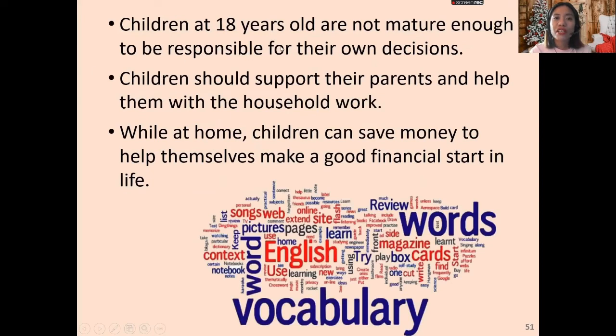So children at 18 years old are not mature enough, right? And then children, supposedly, should support their parents and help them with the household work. While at home, children can save money to help themselves make a good financial start in life. So I am just now trying to repeat to refresh the activity that was given earlier.